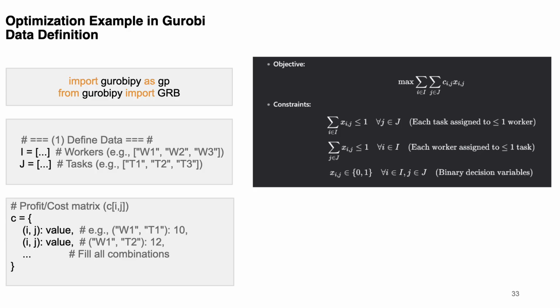The most important part of our data is the profit matrix, which we store in a Python dictionary called C. Each key in this dictionary is a pair, or tuple, of a worker and a task, and the value is the profit generated by that pairing. For example, the pair W1, T1 might have a value of 10. This organized structure allows our model to look up the worth of every possible decision the solver considers.